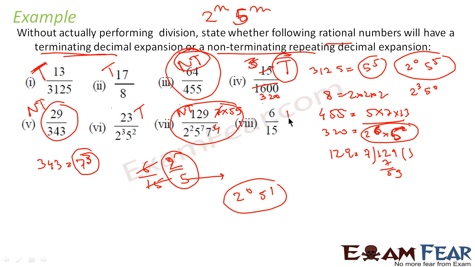What we have done? We have just cancelled the common part to write these numbers in p by q form where p and q are co-prime, and then we have checked whether q is of the form 2 to the power n, 5 to the power m or not. If it is of the form 2 to the power n, 5 to the power m, then we said that this is terminating, else it is non-terminating repeating decimals.